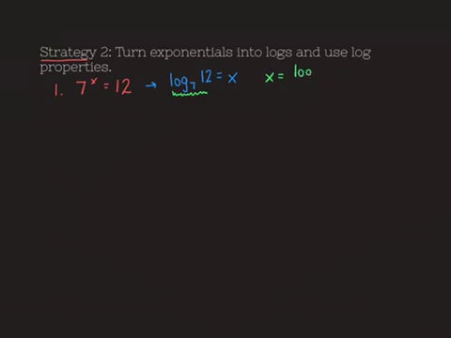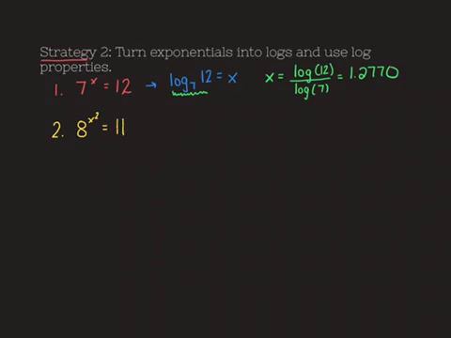So log of 12 divided by log of 7 is equal to 1.2770 if we round to 4 decimal places. Let's look at a similar one that is slightly different. So let's say this time we were given 8 to the x squared power is equal to 11.